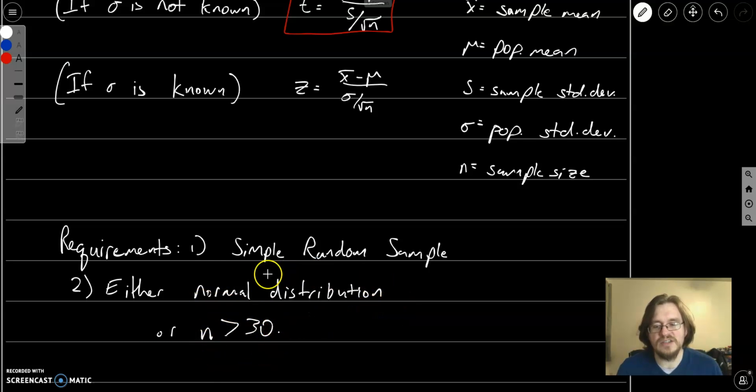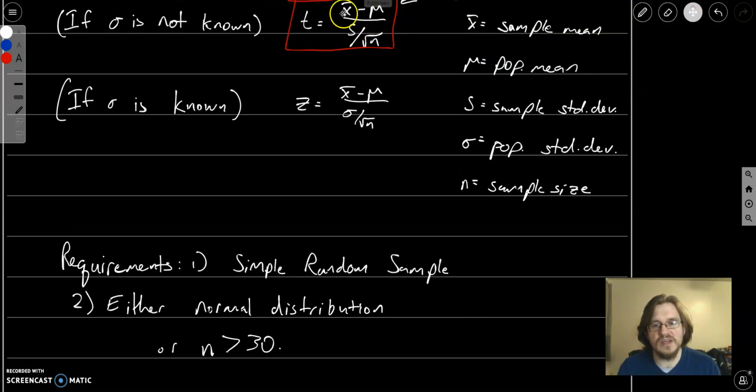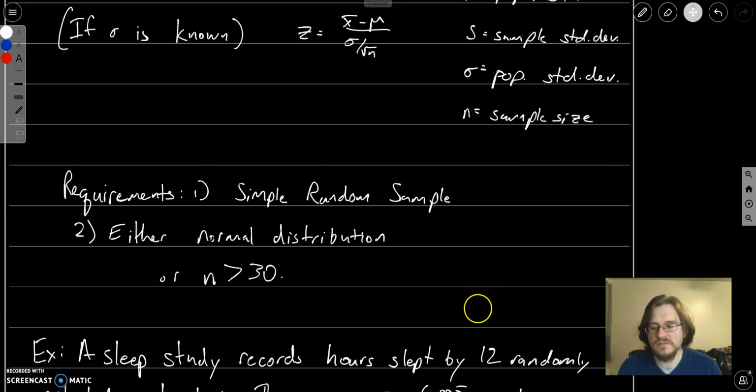So if the population is normally distributed, it doesn't matter the sample size. However, if the population is not normally distributed, we have to take a pretty large sample size, at least 30, to ensure that we can use our t distribution.